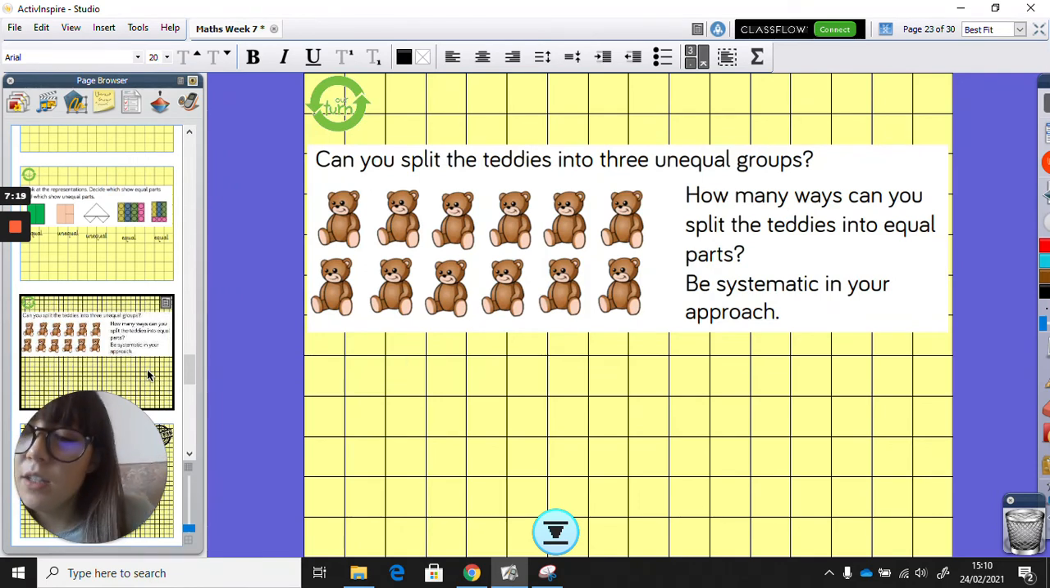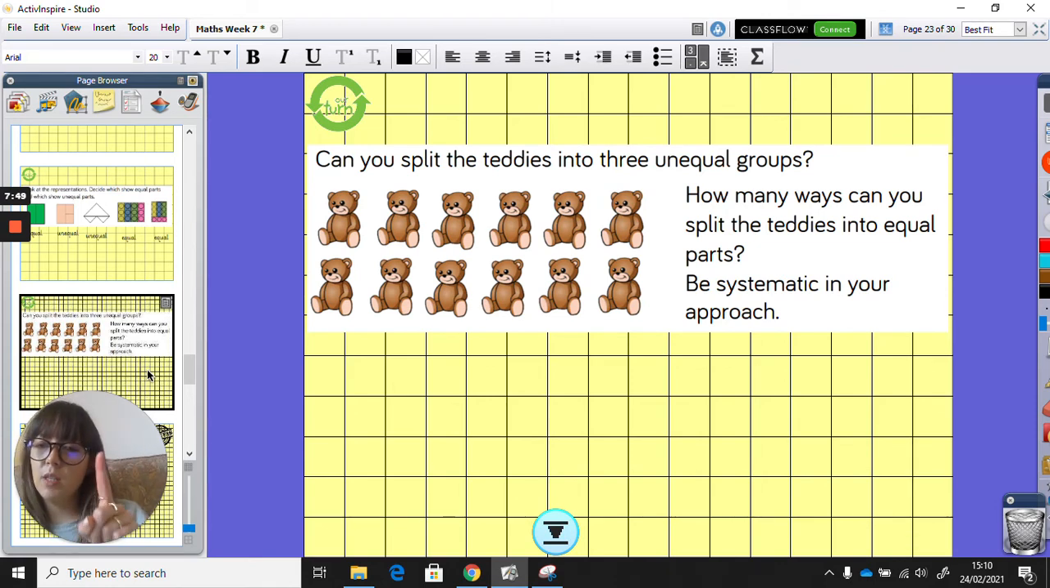Now, these are the sorts of questions you might get in a test or on a worksheet, this sort of thing, okay? Can you split the teddies into 3 unequal groups, okay? So that means that there can't be the same amount of teddies in each group. They have to be unequal. Now, the last question, aside from that, is how many ways can you split the teddies into equal parts, okay?